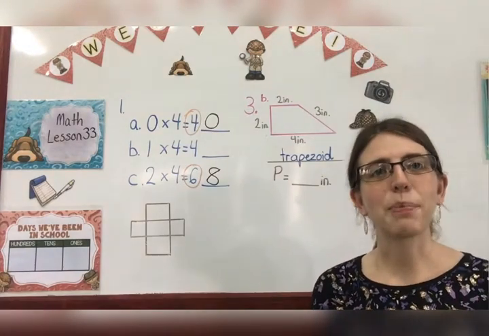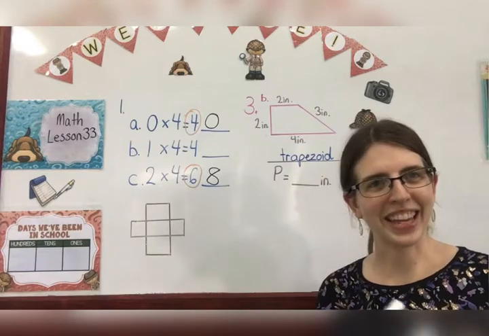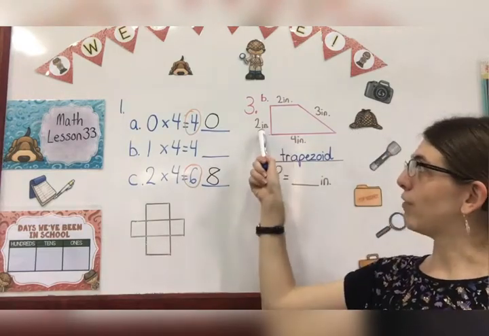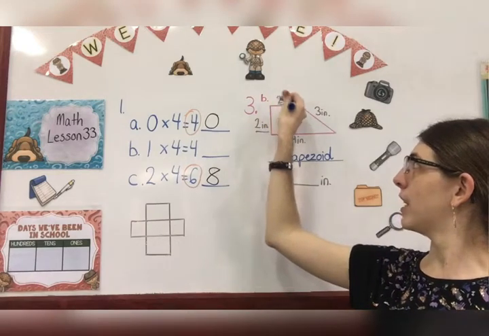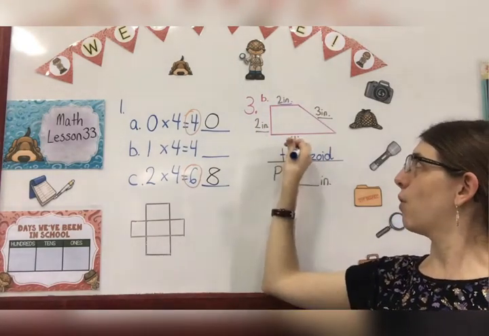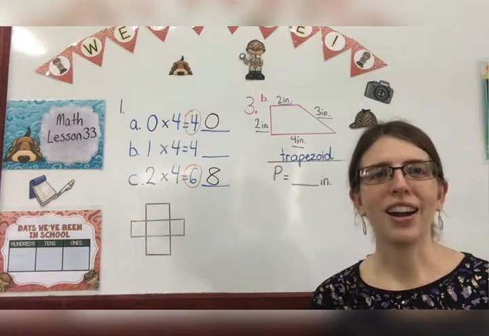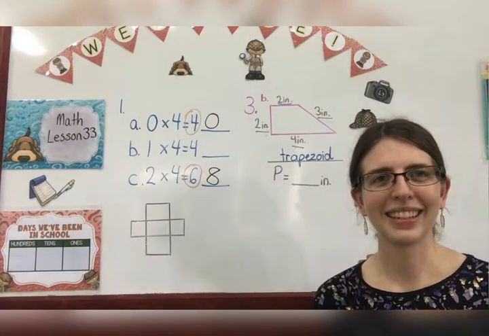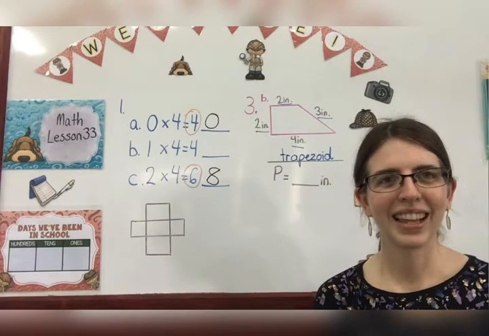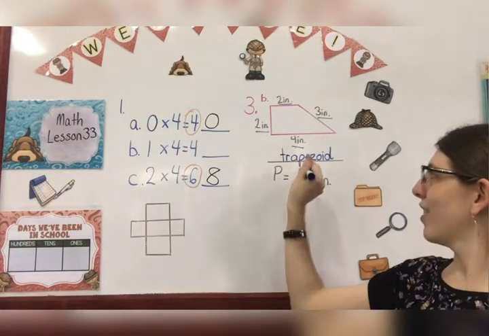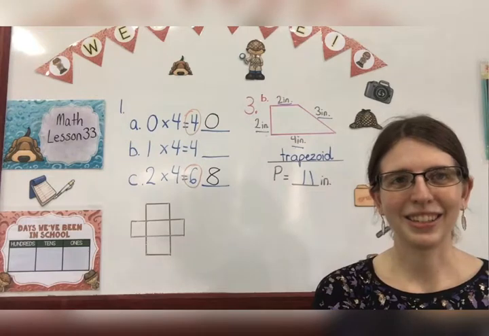Now we need to find the perimeter. We find the perimeter by adding up all the sides, just like Aaron told us. So we have 2 plus 2 plus 3 plus 4. 2 plus 2 is 4. 4 plus 3 is 7. And 7 plus 4 is 11. So all together, my perimeter is 11 inches.